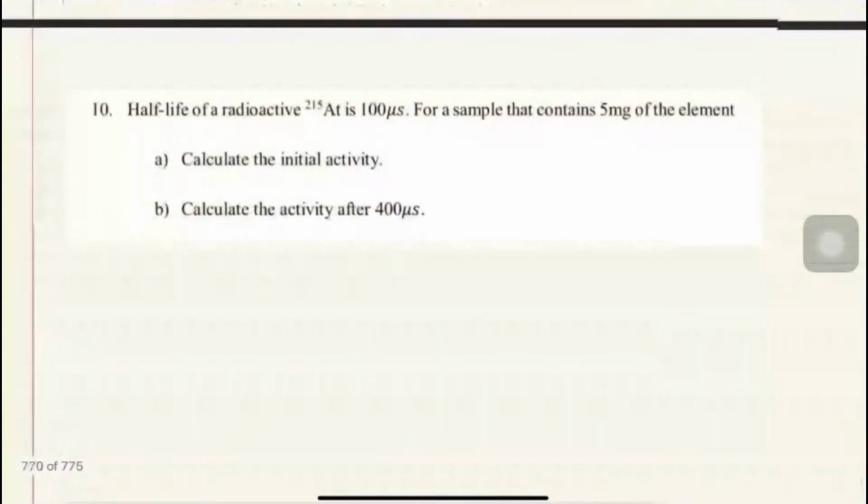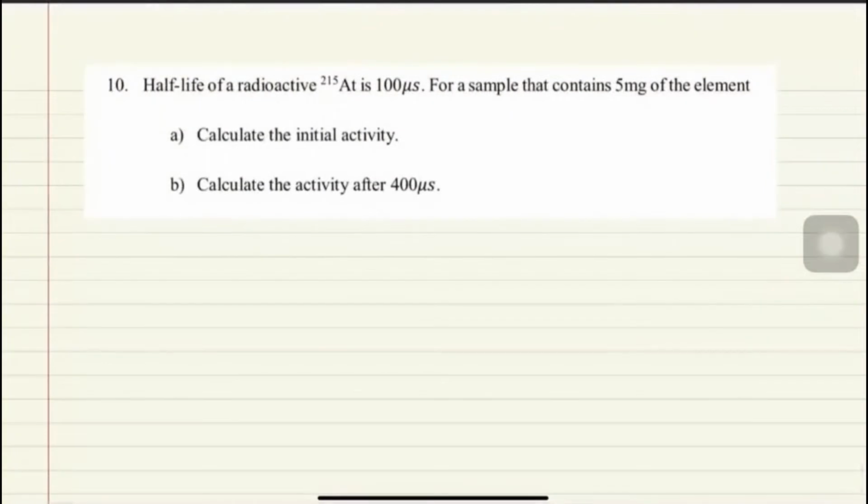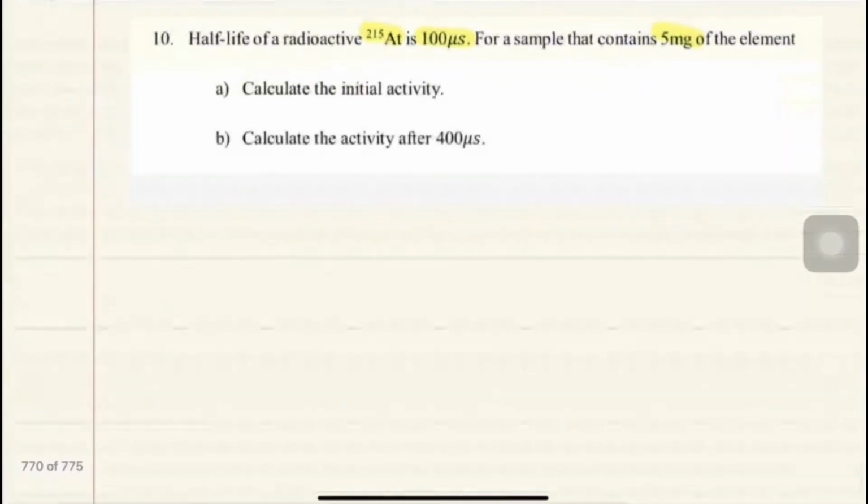Okay, we start with calculation. Question number 10. Question number 6 until number 9 tu is either we discuss already ataupun sebenarnya senang lah. Okay, this one dia kata 215 80. The half-life is 100 microsecond and then 5 milligram. Okay, so first of all you take out the information.